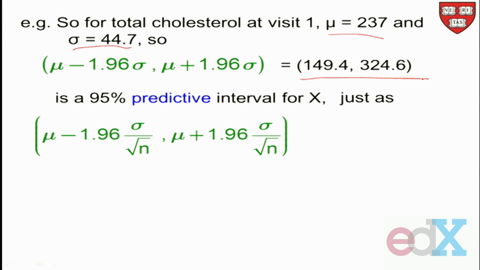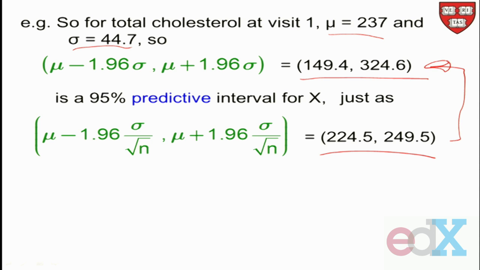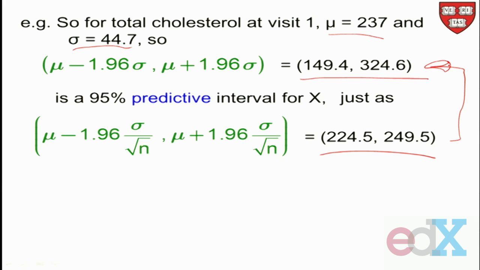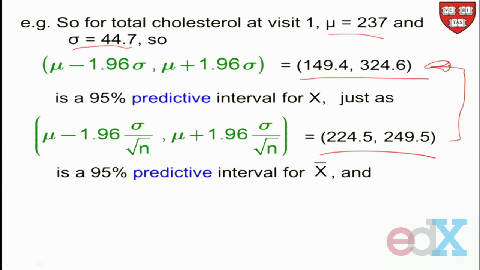If in fact we took the mean of such a sample, then the mean of such a sample would be between 224.5 and 249.5. So much smaller. This interval is much tighter than that interval. And that's because the mean of the sample is much less variable than the population measurement. Remember, population measurement, sigma; sample mean, sigma over the square root of n. And that's the predictive interval for x bar.